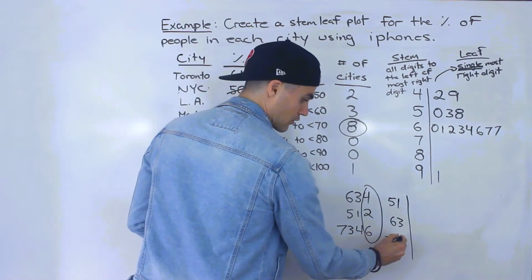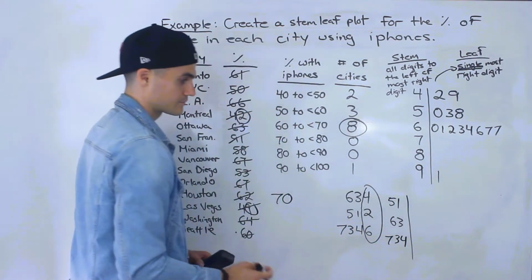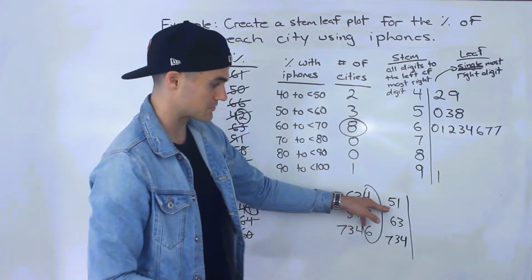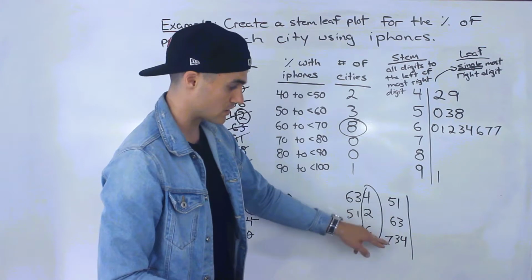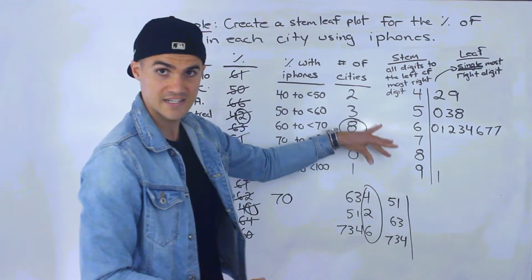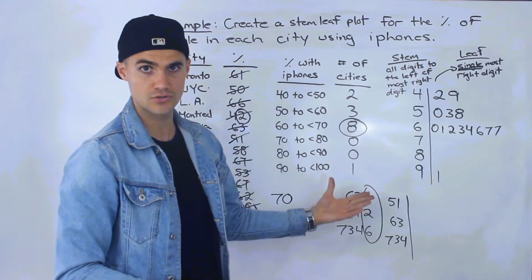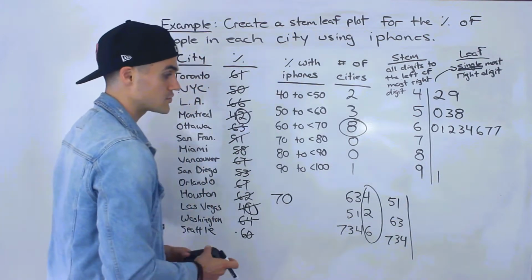We're going to have 734. And there's going to be all the numbers in between 51 and 63, and all the numbers between 63 and 734, which is going to be a crazy amount of stems, which is an issue, and we're going to talk about how to solve that issue.